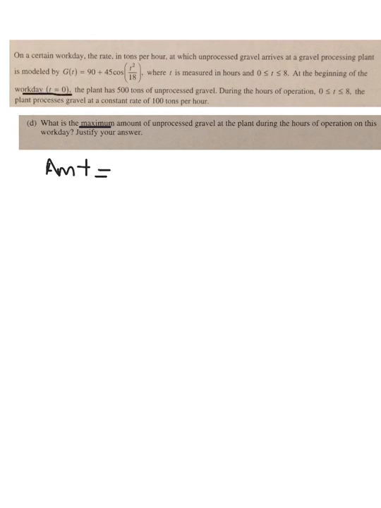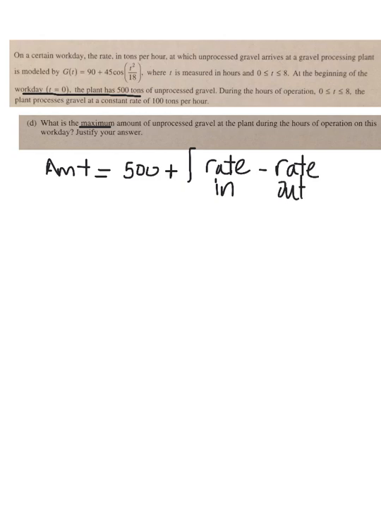Don't forget, at time 0, we have 500 tons of gravel to begin with. So we're going to start with 500 tons of unprocessed gravel. Then we're adding to that. Now remember, the amount is basically an integral of the rate in minus the rate out. That's generally what we do when we do one of these problems.